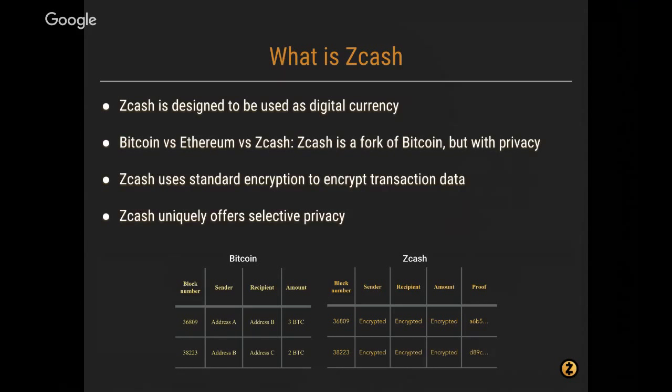Zcash is a cryptocurrency designed to be used as digital cash. It creates a private but fully decentralized, secure peer to peer cryptocurrency. I hope now you know what that means. You can use Zcash to buy and sell things for goods and services, but securely.